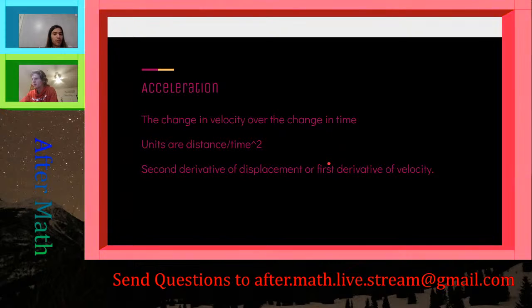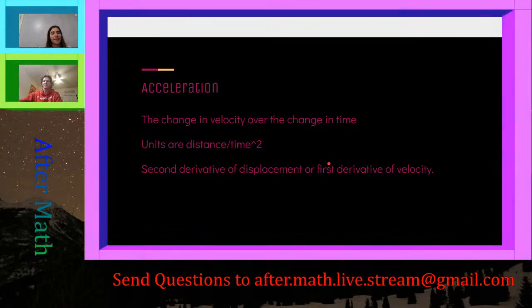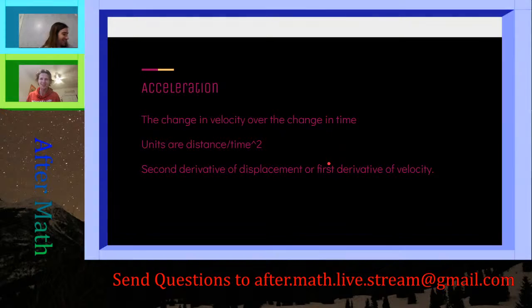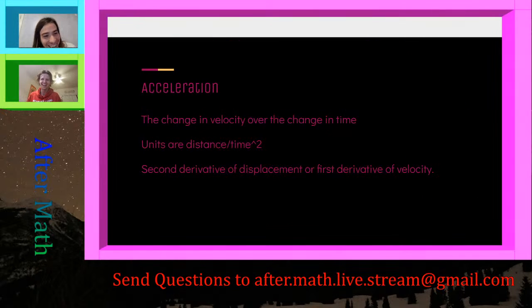So the acceleration is the change in velocity over the change in time. Jaden, what does that sound like again? Kip, that sounds like we're going to take the derivative of velocity to get the acceleration, right? Exactly. It's just a slope. That's crazy, right? That's so mathematical, dude. Yeah, it totally is.